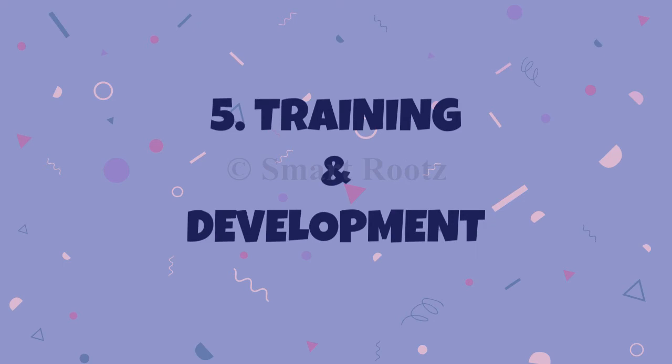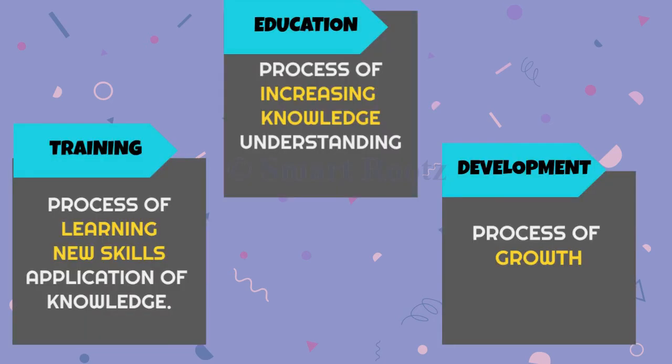The fifth step in staffing process is training and development, which is a systematic learning process to improve the employee productivity and performance. So training is the process of learning new skills and application of knowledge. Education is the process of increasing the knowledge and understanding of employees, and development is the learning opportunities which are designed to help employees grow.